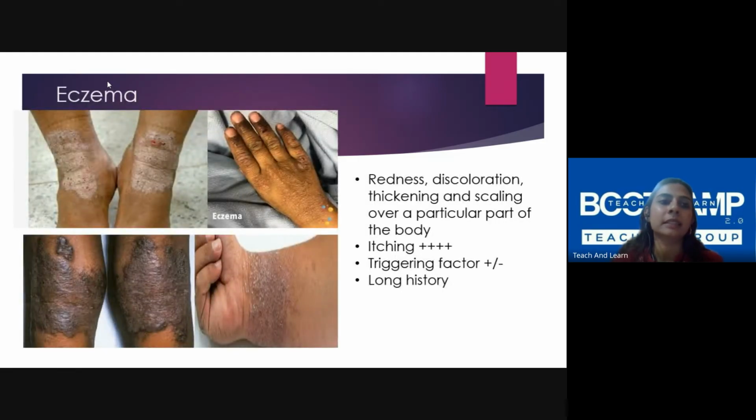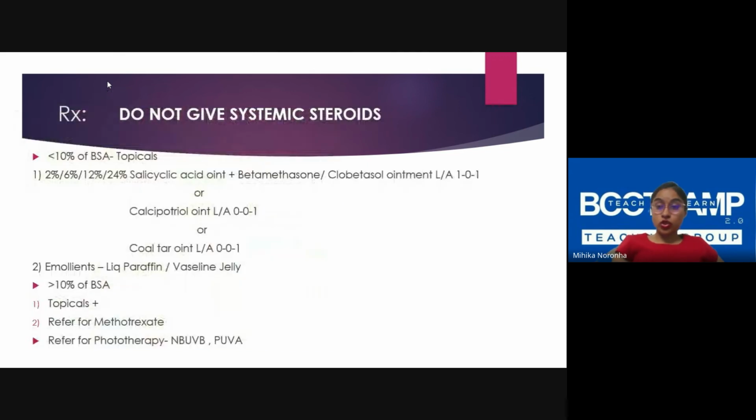Now, next is eczema. One second, yes, Amrita. There are two questions. One is, should I give methotrexate if the patient comes in pustular flare? Methotrexate is a slow-acting drug. By the time it has action, it's 4 weeks. Pustular psoriasis, like I explained, is an emergency. We do use it in pustular psoriasis after the flare as a maintenance therapy.